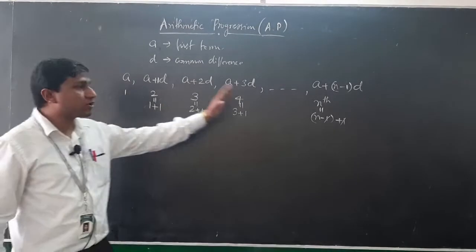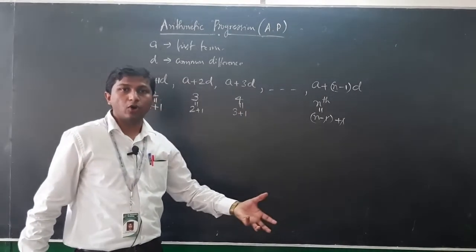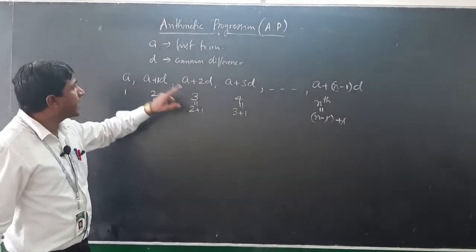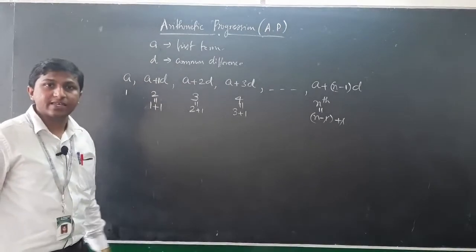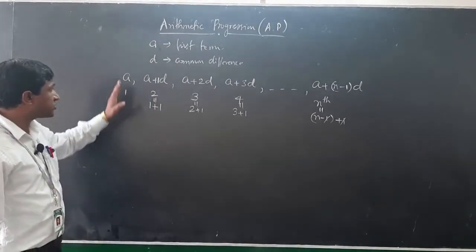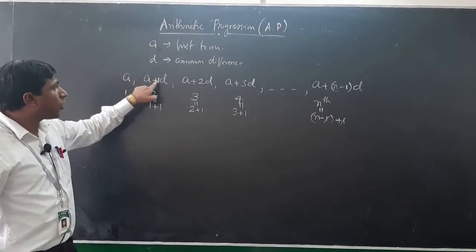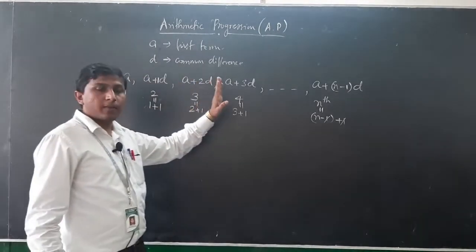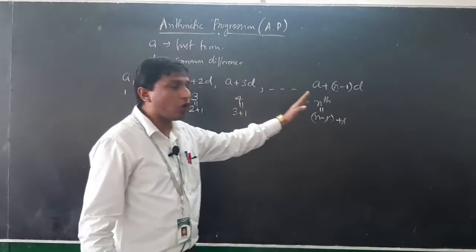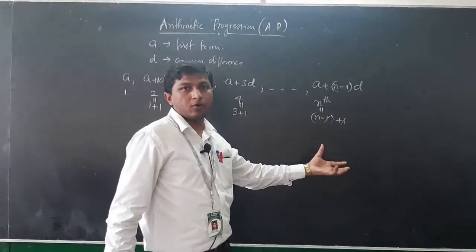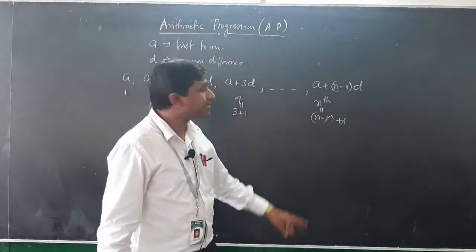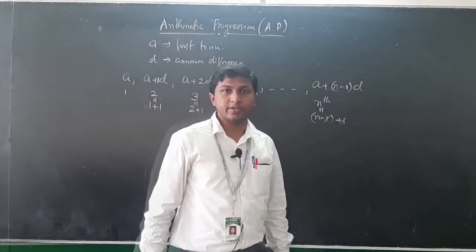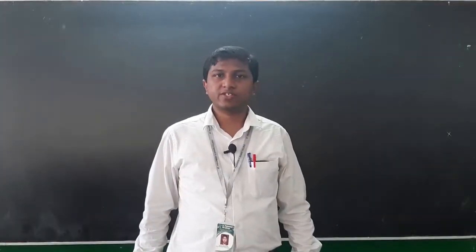So we have found out the general form of an AP if the first term is given to be a and the common difference is given to be d. So the general form is a, a plus d, a plus 2d, a plus 3d, and so on. The nth term or the general term is a plus (n minus 1) into d. Moving on to the next concept.